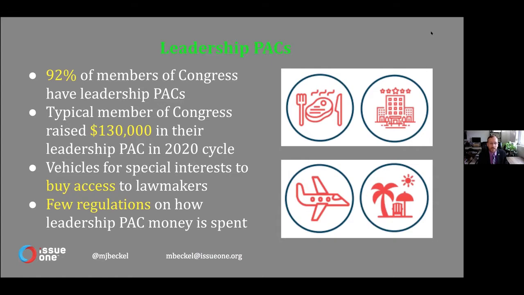leadership PAC. These ostensibly are vehicles that were created and blessed by the FEC back in the 1970s for members of Congress to give away money to like-minded candidates and political allies to gain clout within Congress.